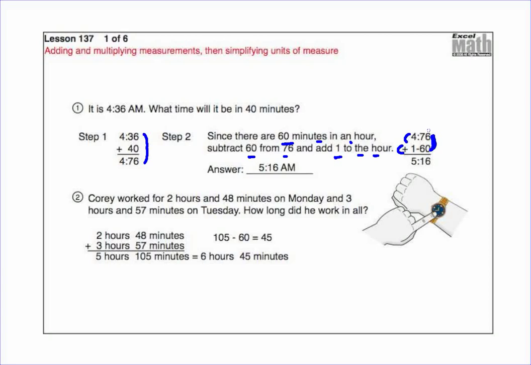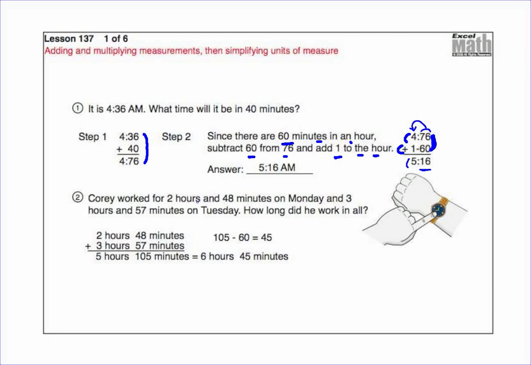So basically what I'm doing is I'm taking an hour out of here and moving it over to here. And so I end up with 5:16. Because I take the hour out of the 76 minutes and I'm left with 16 minutes. I move that hour over to the hour column and it's 5 hours.